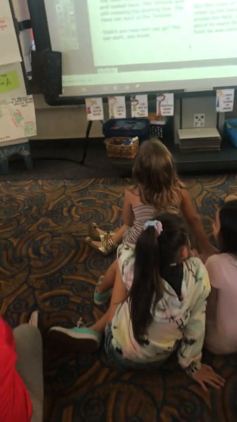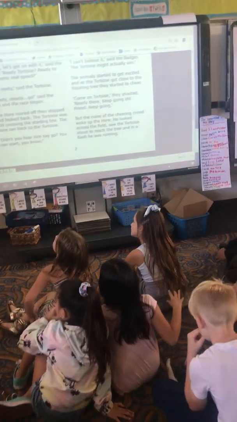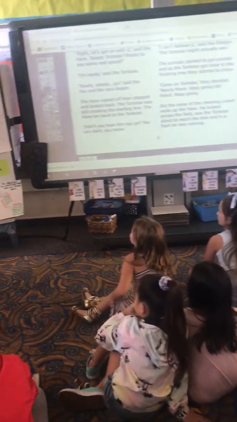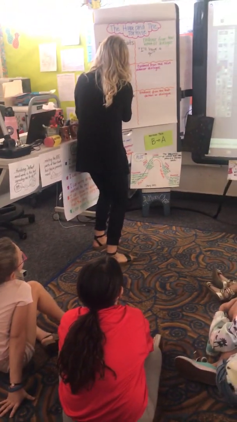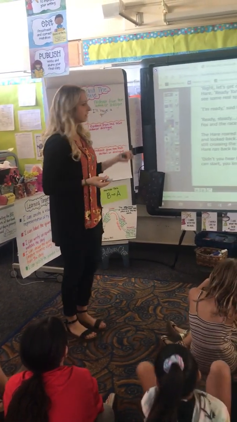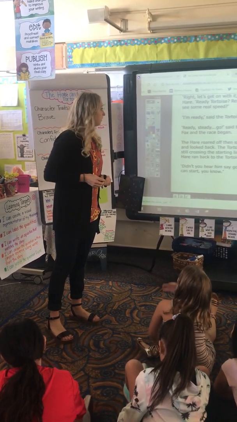All right, 1, 2, 3, eyes on me. 1, 2, eyes on you. All right. So, what do you think the character's feeling? Confident. I think he's feeling confident. So let's write that down. So he's feeling confident. And how can I tell by this? Asher? He's brave. He feels brave.